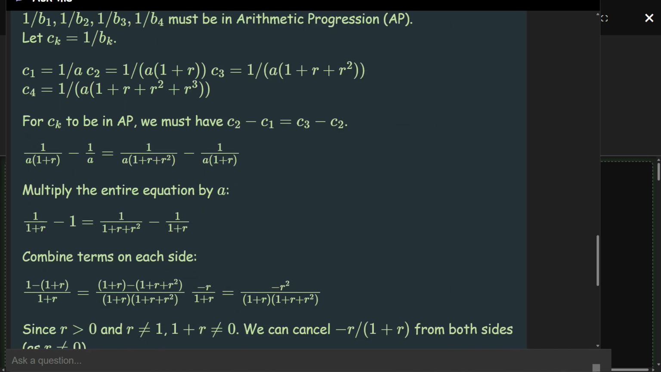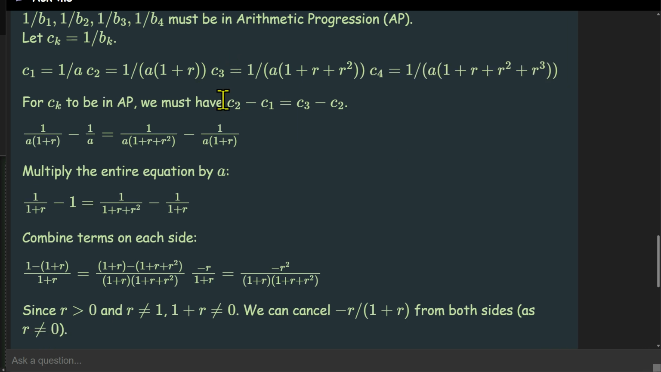Now, for C_k to be in AP, we must have C2 minus C1 equal to C3 minus C2. So 1 upon A times 1 plus r minus 1 upon A equal to 1 upon A times 1 plus r square minus 1 upon A times 1 plus r. Multiplying the entire equation by A: 1 upon 1 plus r minus 1 equal to 1 upon 1 plus r square minus 1 upon 1 plus r. Because C2 minus C1 equal to C3 minus C2.